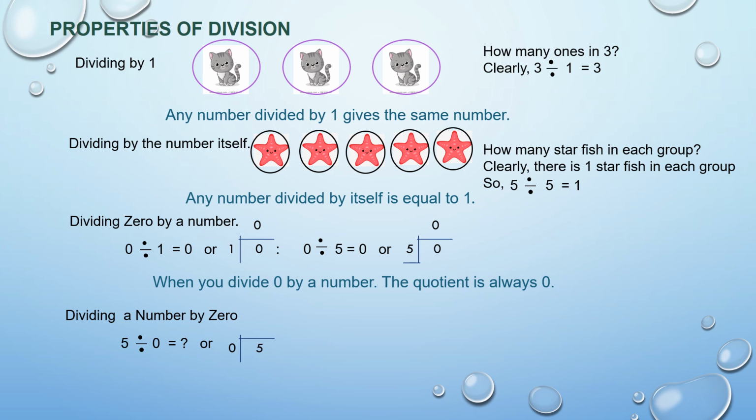Dividing a number by 0. 5 divided by 0. Do you think it is possible? No, it is not possible. So when you have 0 as a divisor, the quotient is not defined. There is no answer, right?